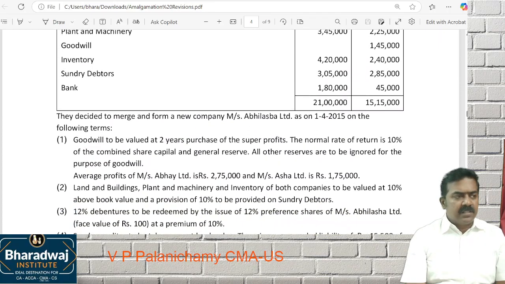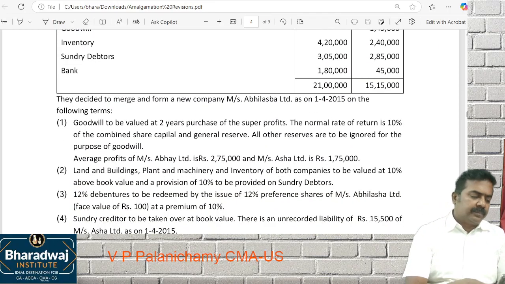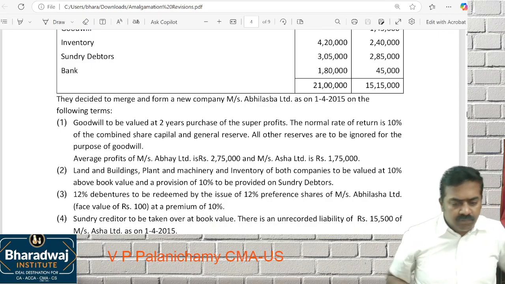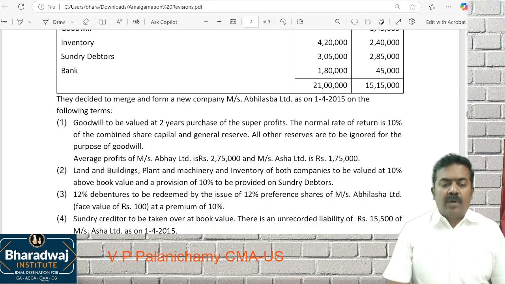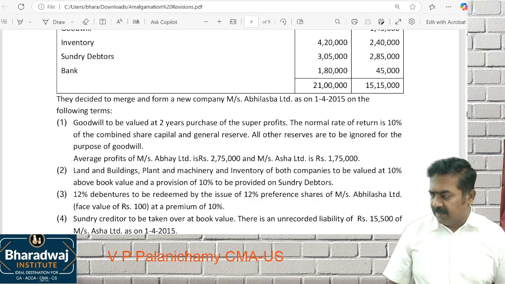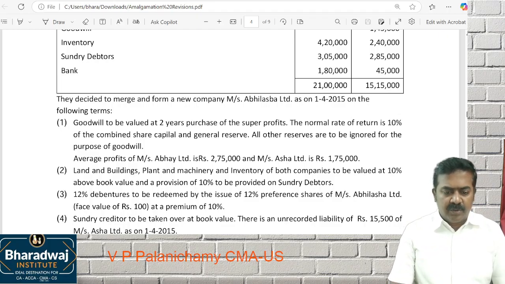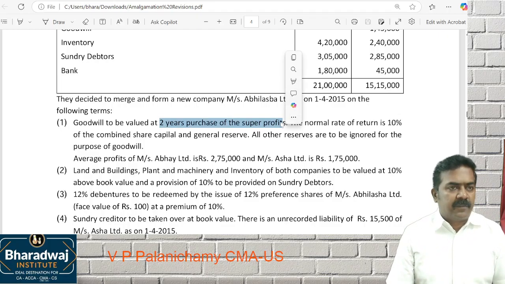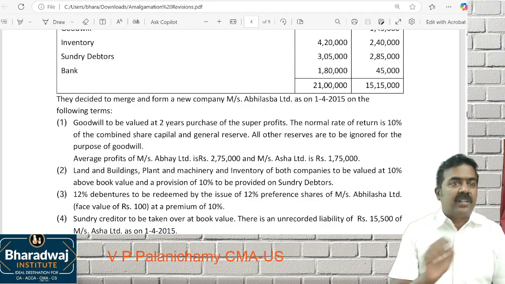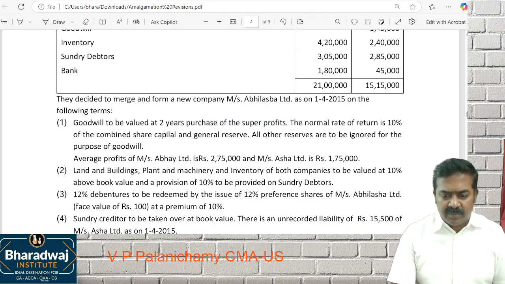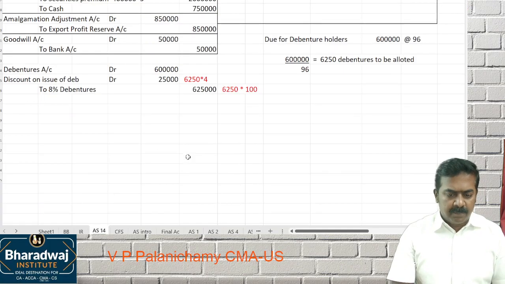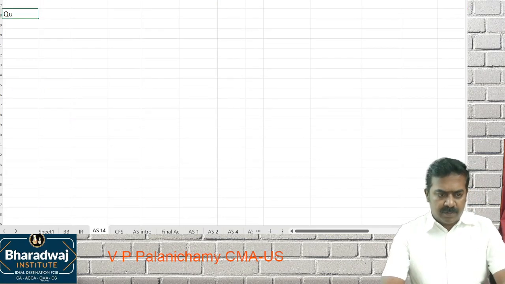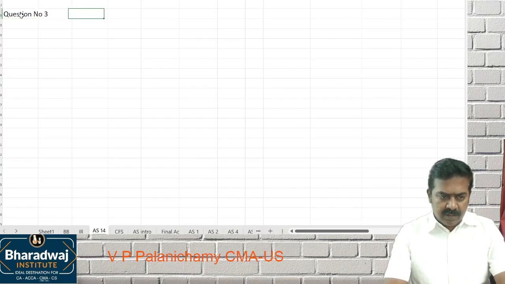Read the adjustments especially carefully, then we'll work out. How to value the goodwill? So the valuation problem and all we have not seen, but in the CA exams they can ask how to value goodwill. 2 years purchase of super profit. What do you mean by super profit? Whatever is earned more than the normal profit. How to calculate normal rate of return? 10% of combined capital and reserves. Okay. This is question number 3. Amalgamation.